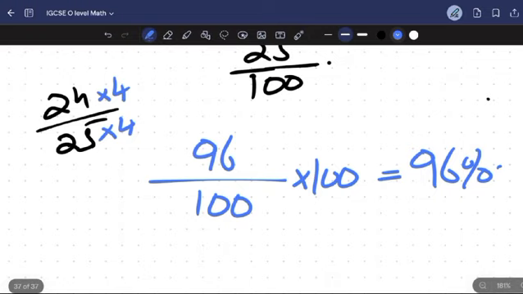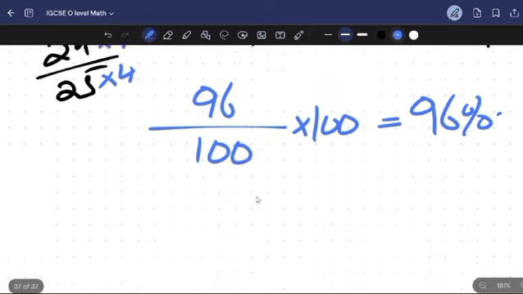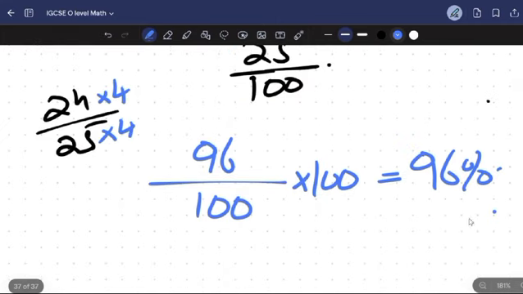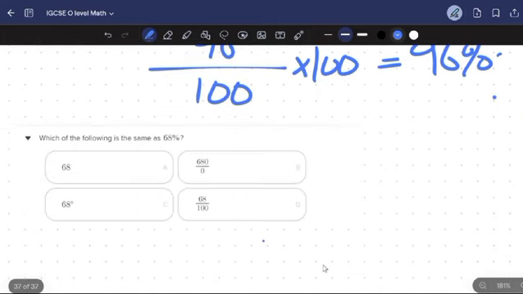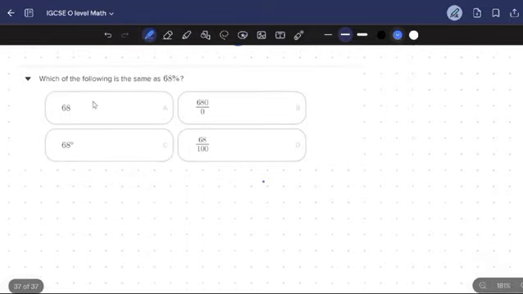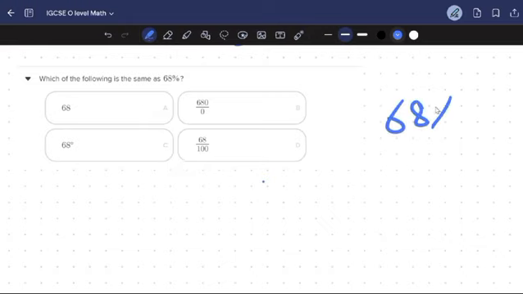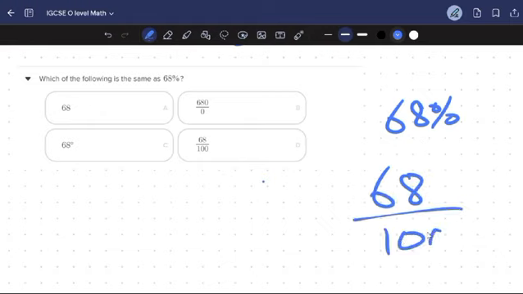Now let's see a practice problem. So we have this question. Let's try this example. Which of the following is the same as 68%? If you are representing a number as a percentage, it must have a denominator of 100. So option D is right, because it represents 68%.